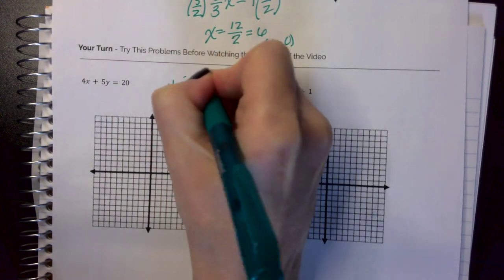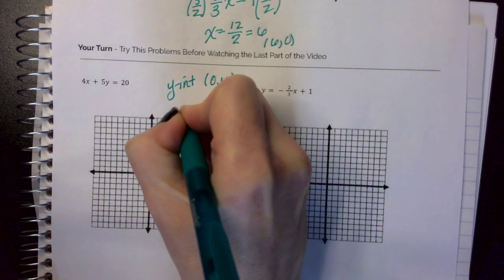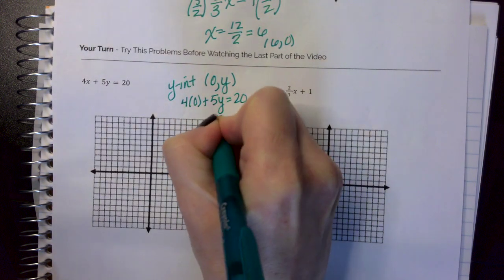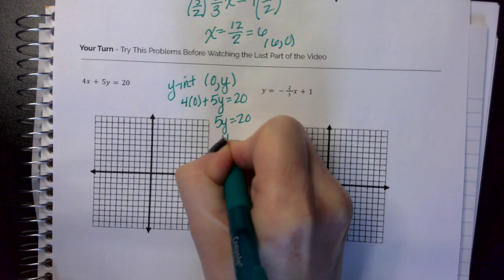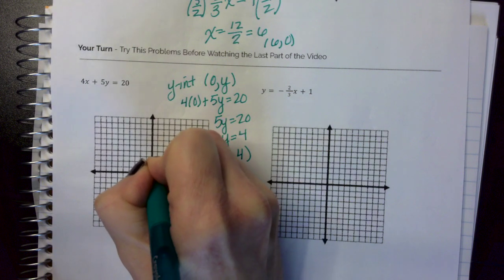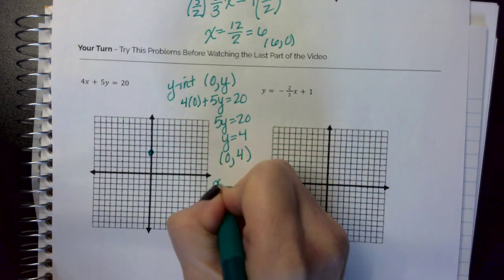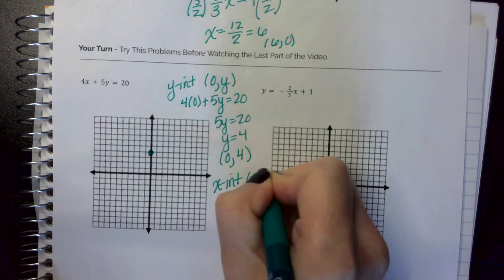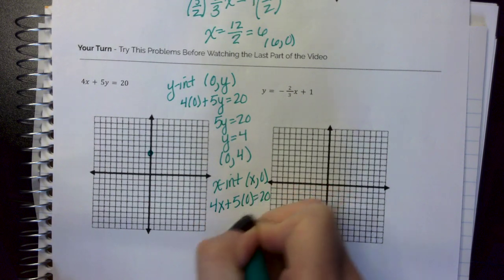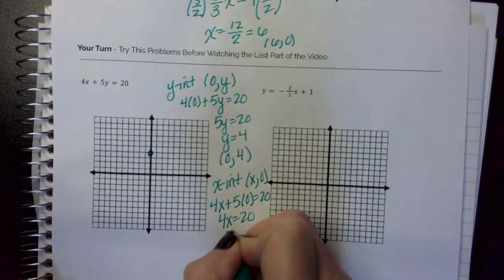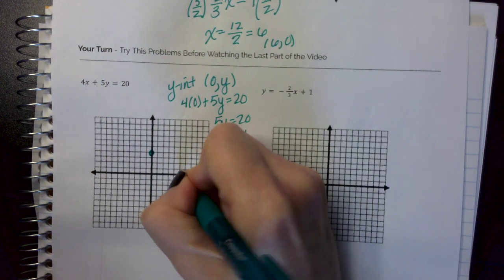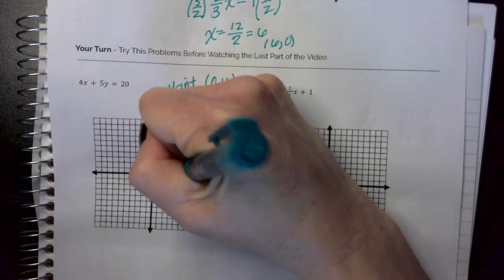Let's find the y-intercept. That's going to be (0, y). 4 times 0 plus 5y equals 20. 5y equals 20. y equals 4. (0, 4): 1, 2, 3, 4. The x-intercept would be (x, 0). 4x plus 5 times 0 equals 20. 4x equals 20. x equals 5: 1, 2, 3, 4, 5. I can connect these points.